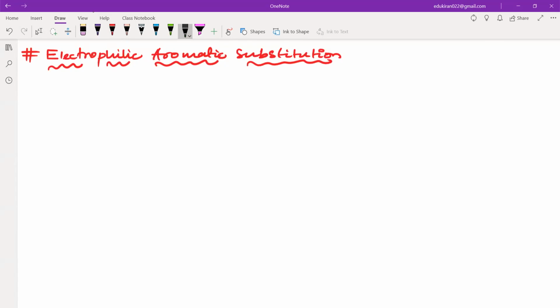Number 1 point. First thing is that look at this molecule, aniline, aminobenzene, and tell me whether it is a plus M group or minus M group. In the chat, tell me whether it is a plus M group or minus M group.